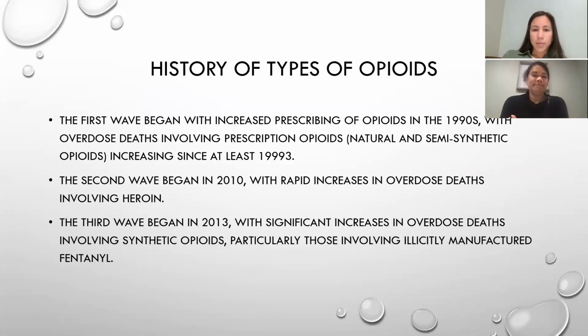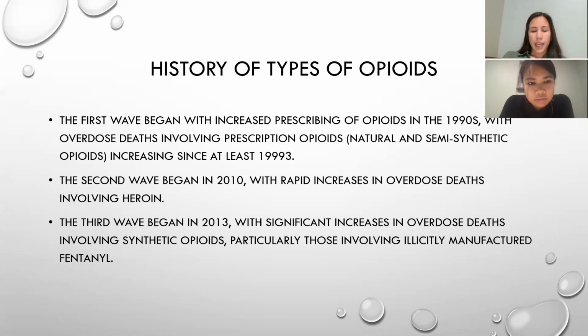So there are different types of opioids, and this is a brief history for when you're talking to patients and asking what their drug of choice is and understanding their journey of how they got here, what kind of drugs are more common. So originally back in the 1990s was when there was increased opioid prescription. And then by 1993, they were seeing a lot of increase in overdose deaths. And at the beginning, that was mainly the natural or the semi-synthetic opioids.